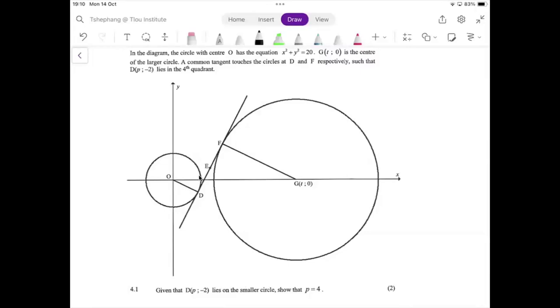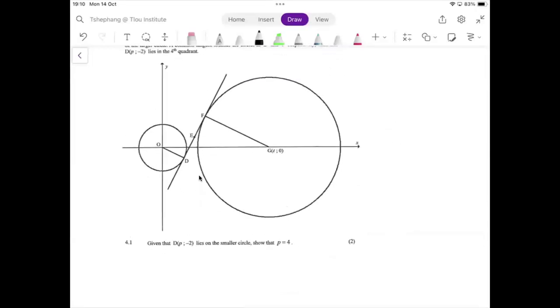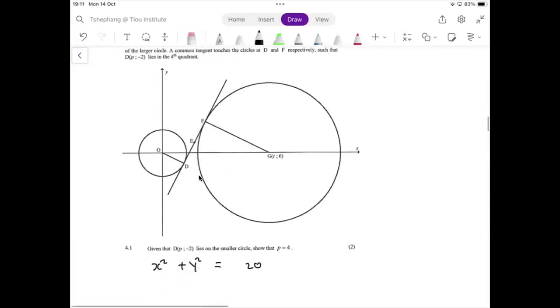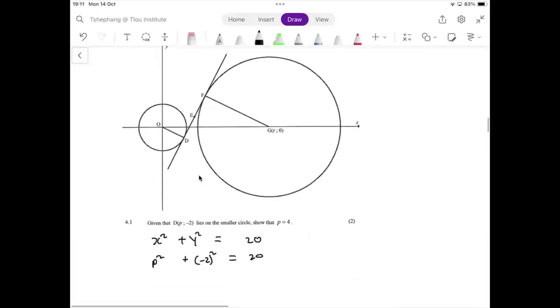Given that D has coordinates P, minus 2 and lies on the smaller circle, show that P is equal to 4. There shouldn't be too much of a problem because we can simply say that x squared plus y squared is equal to 20. Now let's substitute: P squared plus minus 2 squared is equal to 20. Then P squared is equal to 16. Then P equals plus or minus 4. Remember, whenever we take the square root, we have to say plus or minus.